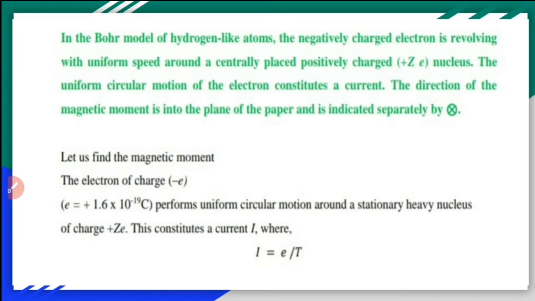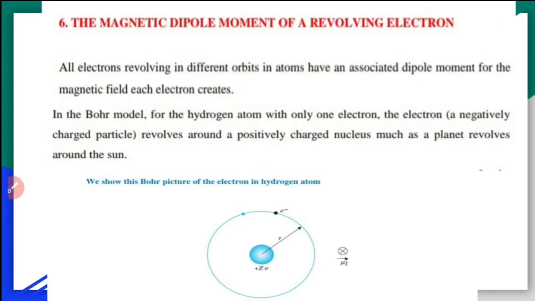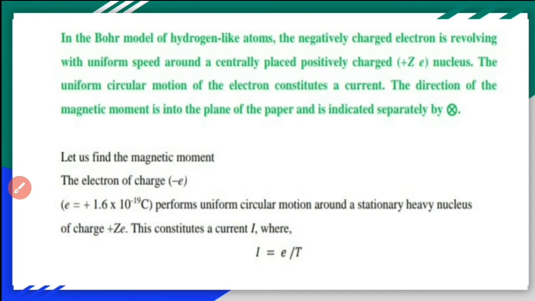The direction of magnetic moment is into the plane of the paper, and it is indicated by that simple cross there. Why is it into the plane of the paper? Magnetic moment direction is given by IA. Here I said the current is in the opposite direction. In this direction the current is. So when you use your right hand thumb rule, curl the fingers of the right hand in the direction of current, then your thumb you will be getting into the plane. So the direction of magnetic moment due to the revolution of electron in the hydrogen atom is into the plane of the paper.